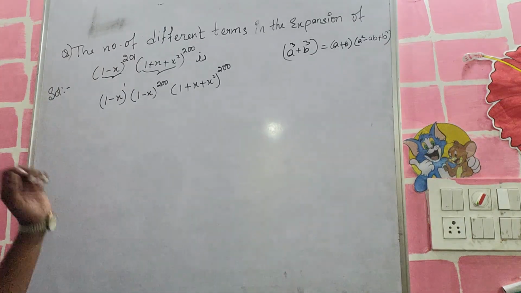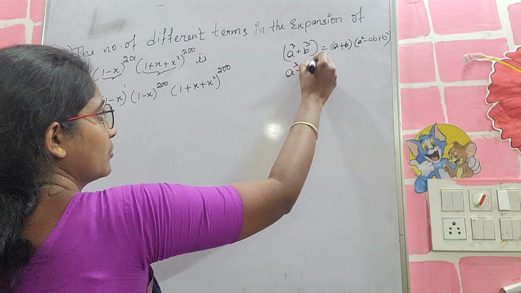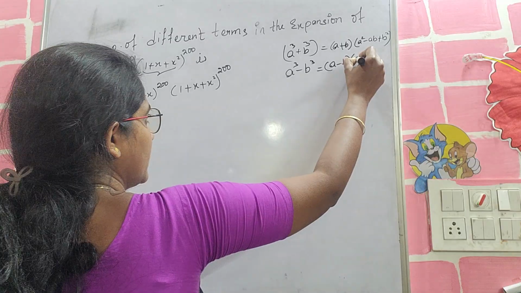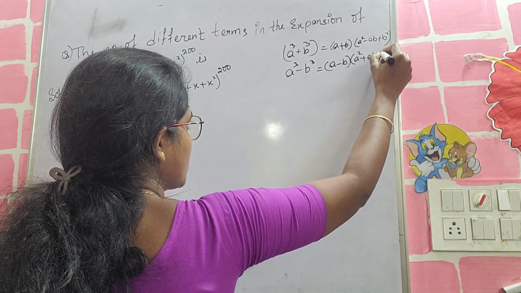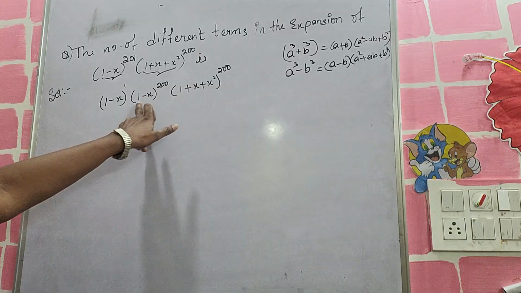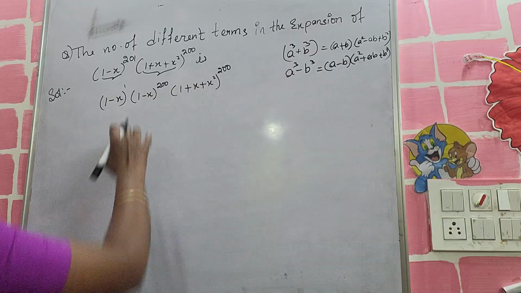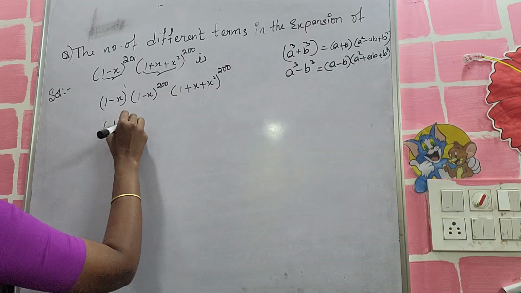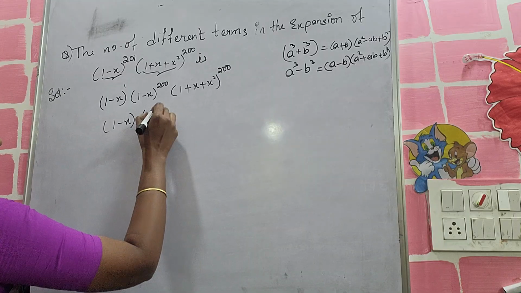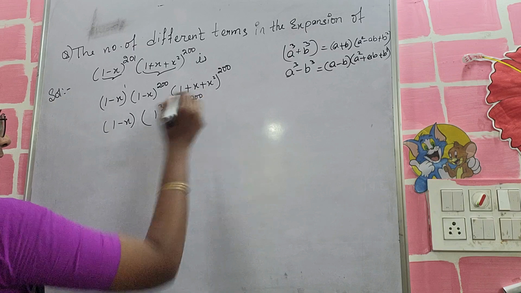So here, if it is a cube minus b cube, then what will you write? A minus b and then a square plus ab plus b square is your formula, right? The same thing you can see here also. A minus b, a square plus ab plus b square. So I can combine since the powers are the same. So if I take the powers as common, then I'll get 1 cube minus x cube of 200.